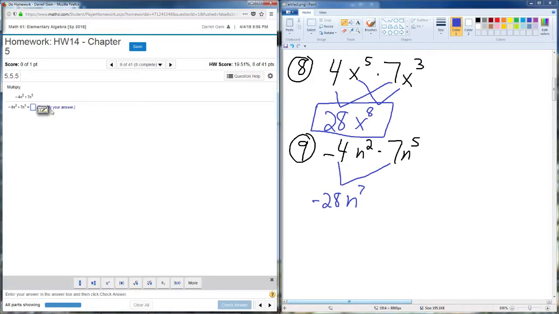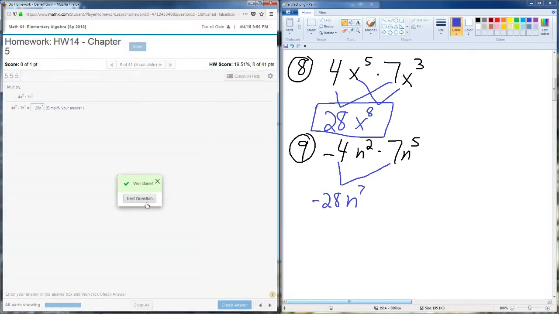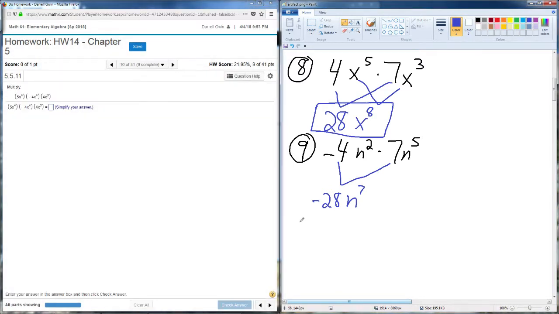Let's type that answer in. Negative 28 n, shift up arrow, which is the 6. Enter in a 7 into the power. And it should say it's correct. Good, well done. Next problem. Number 10 is a big one. Oops, wrong color. Number 10.